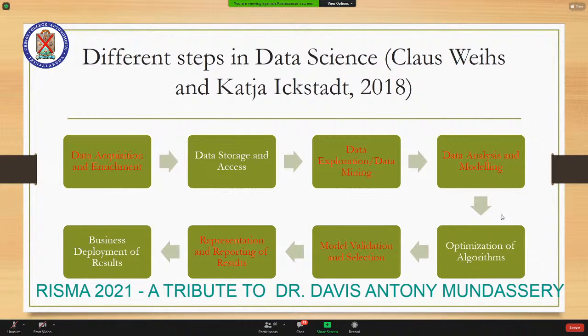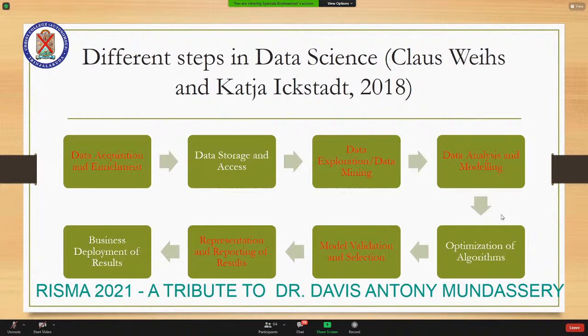The first one is data acquisition and enrichment, then data storage and access, data exploration or data mining, data analysis and modeling, optimization of algorithms, model validation and selection, and representation and reporting of results. The last one is business deployment of results. Some of the blocks I use white text for, and another one I use red text.